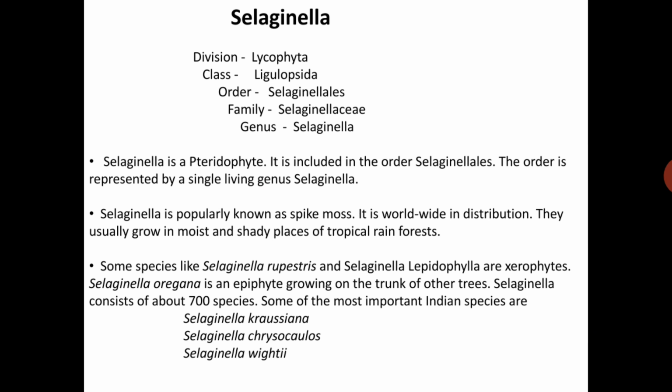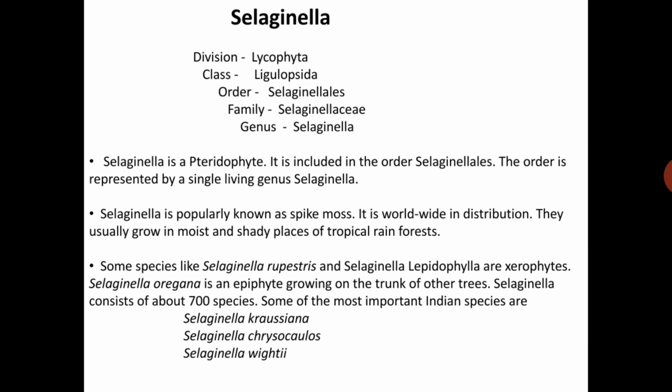Selaginella is popularly known as a spike moss. It is worldwide in distribution. They usually grow in moist and shady places of tropical rainforest. So it is commonly known as a spike moss, and it is distributed worldwide, and it usually grows in moist and shady places. Some species like Selaginella rhodeostressus and Selaginella lepidophylla are xerophytes, and Selaginella oregana is an epiphyte growing on the trunk of other trees.